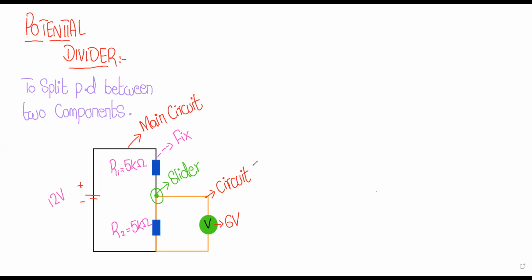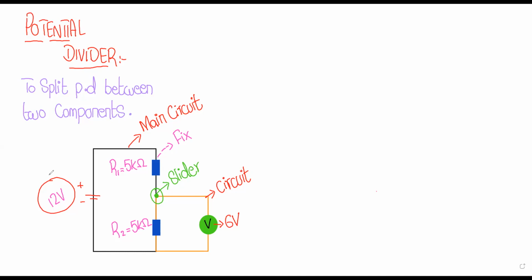So the main purpose of a potential divider is to divide this whole voltage into two components. We divide this voltage of 12 volts into two equal voltages, or it's upon our choice whether we divide them equally or in unequal values. It's upon our conditions or the choices given in the circuit. So it is not compulsory that you always draw the circuit with equal values. So this is the circuit with equal values.